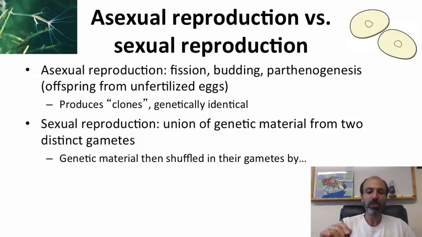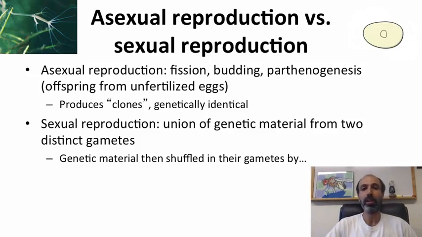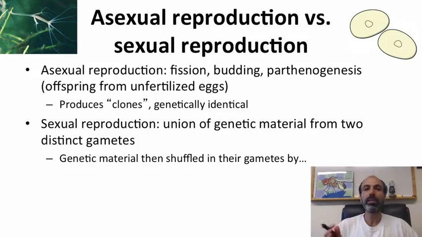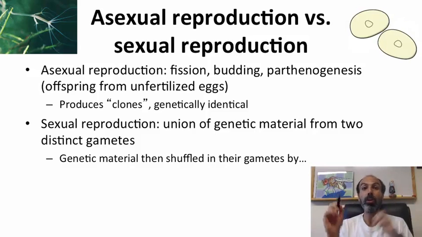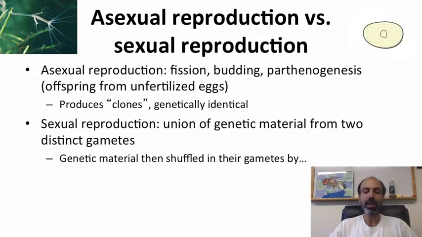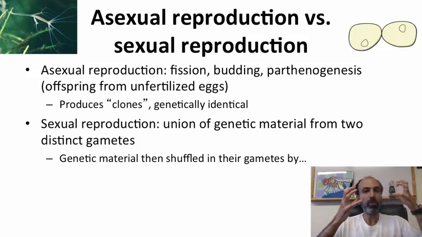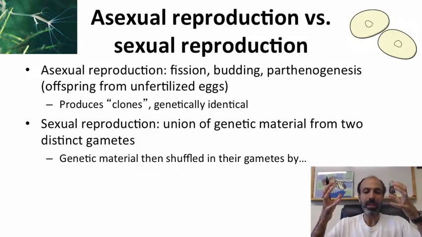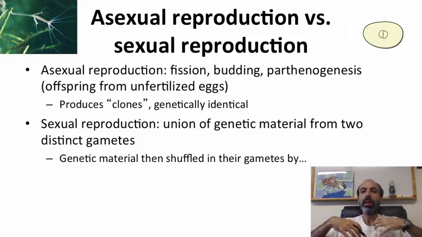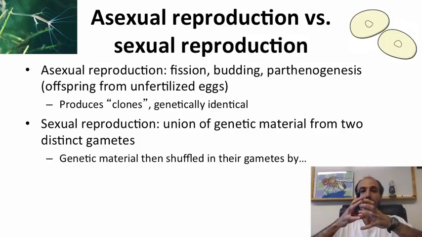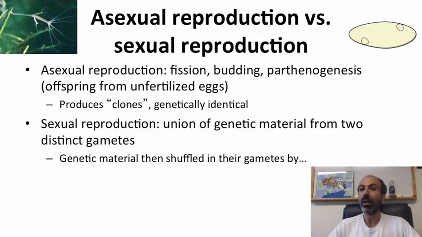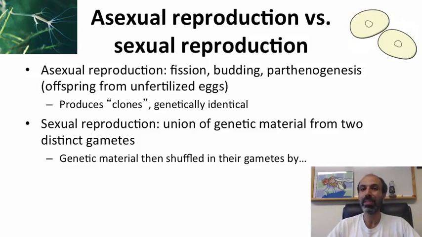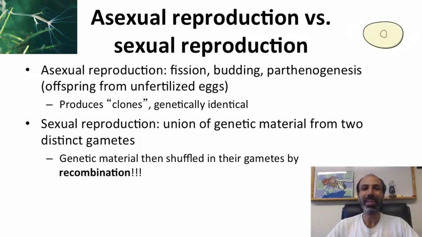You can have parthenogenesis, which is offspring that come out from unfertilized eggs. That's actually observed in various insect species. All these processes produce exact genetic replicas of the parent. Basically, they produce clones. Sexual reproduction, in contrast, involves the union of genetic material from a mom and a dad, or two parents. It doesn't have to be a mom and a dad. And they're put together, and then ultimately, before that new organism passes on its offspring, its genetic material can be shuffled in its gametes. Now, what process shuffles this genetic material in the gametes? Well, it's our favorite process, recombination.